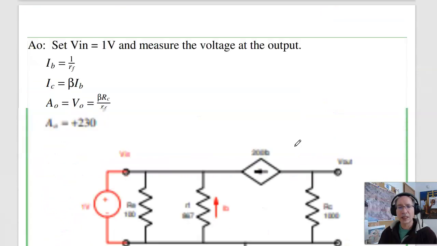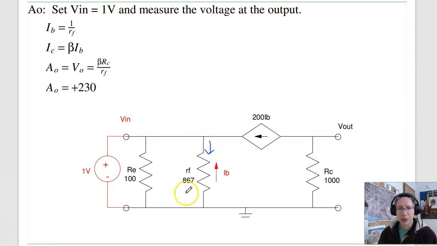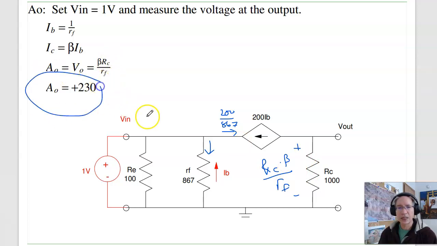And the last parameter to find, AOut: apply 1 volt at the input. This current is 1 volt over 867. This current is 200 times that, 200 over 867. The voltage then is I times R. So this voltage will be RC times beta over RF with a plus sign. Plugging in numbers, AOut is 230.